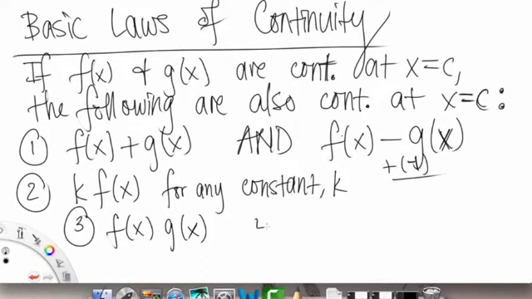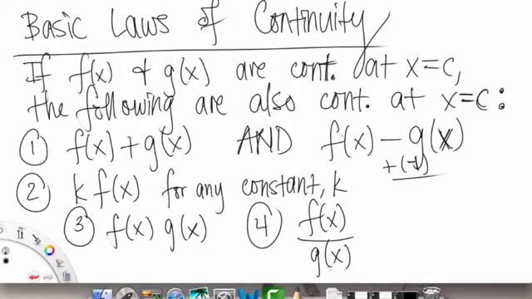And our last one, number 4, is f of x divided by g of x. Whenever you're dividing things, we also have to have the condition that g of x cannot equal 0. Nothing on the bottom can equal 0, because we want to keep everything defined and nice. Now we'll go on to polynomial and rational functions.